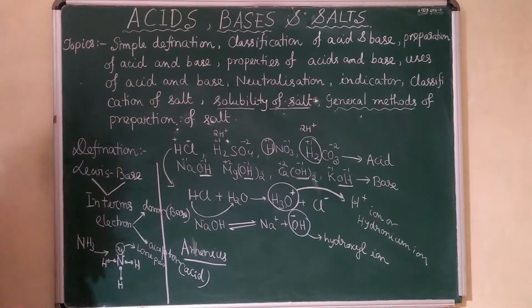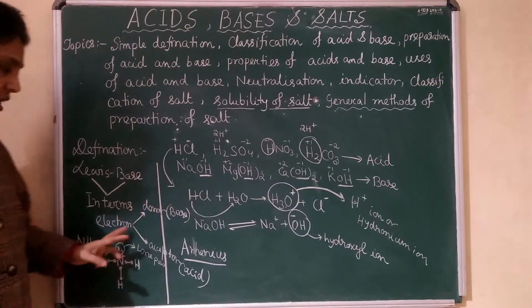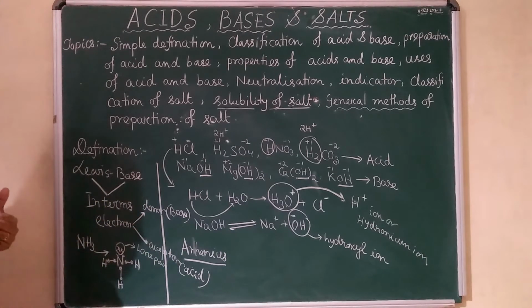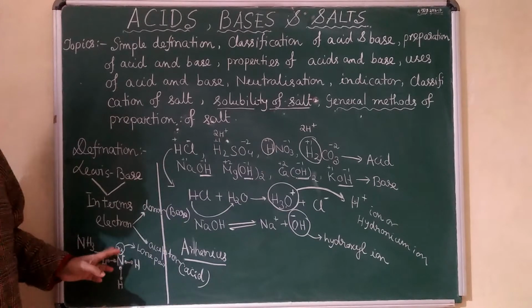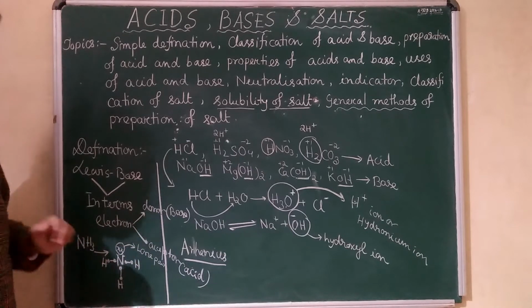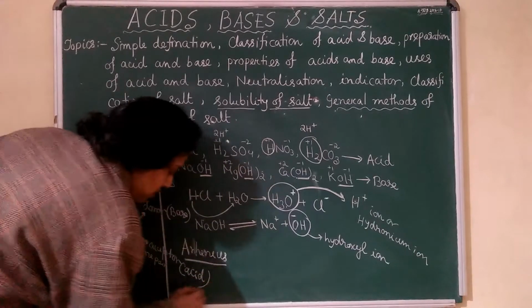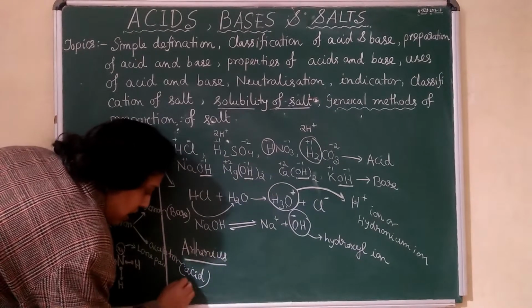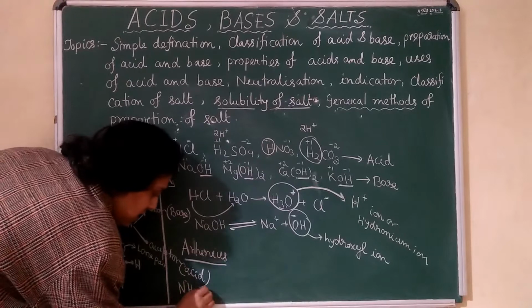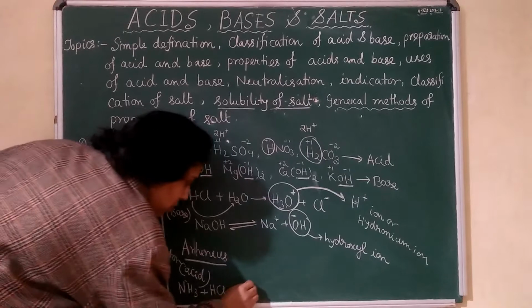That will be acid. Understood? Okay. Suppose ammonium chloride. In ammonium chloride, H plus is coming from HCl, so HCl will be acid. Ammonia is donating the electron, so ammonia will act as base. Understood? What will be the ammonium chloride formation? Ammonia plus HCl, so it will be ammonium chloride.